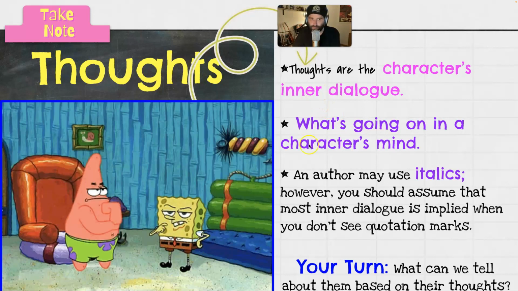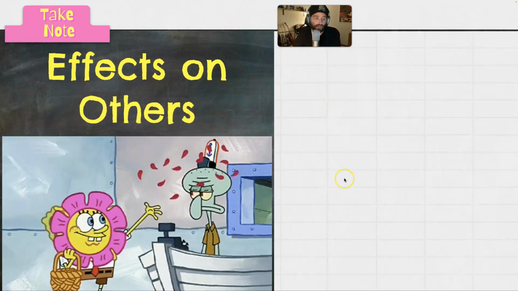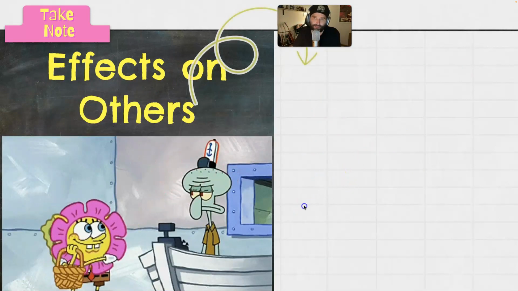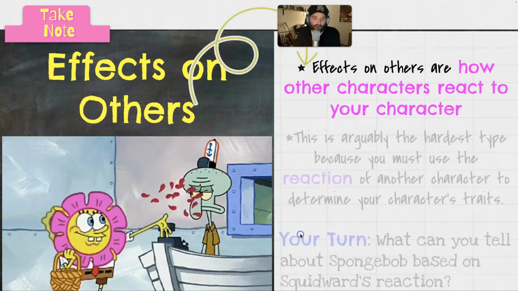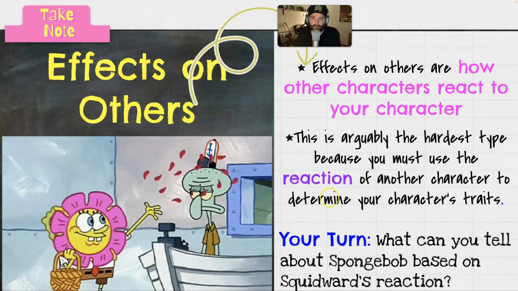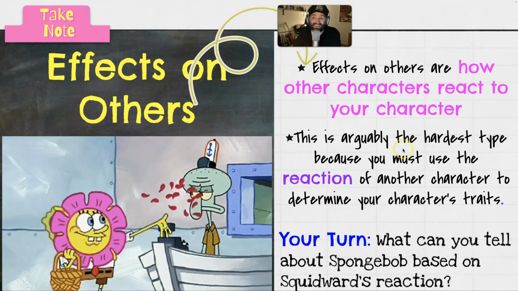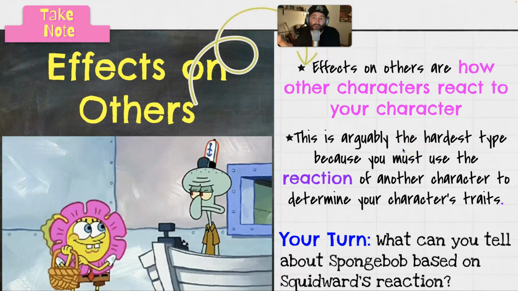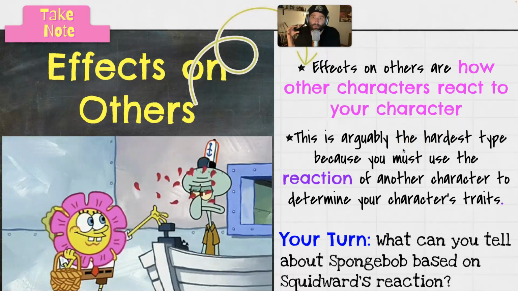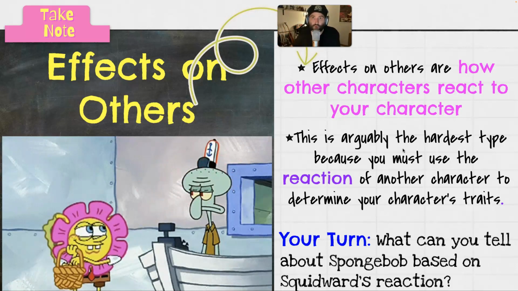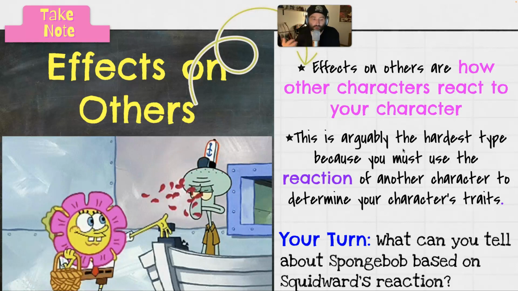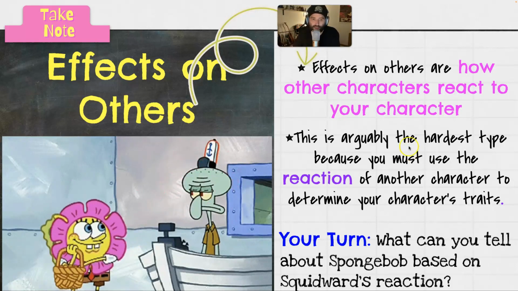Okay. We have 3 more. So our next one is effects on others. Now with effects on others here, SpongeBob's throwing petals into Squidward's face and you can tell he's loving it. So effects on others are how other characters react to your character. This is arguably the hardest type because you've got to look at what the other characters are doing and see their reaction. So here you see Squidward reacting to SpongeBob. So what does that say about SpongeBob? What could we call SpongeBob here based on how Squidward is reacting?